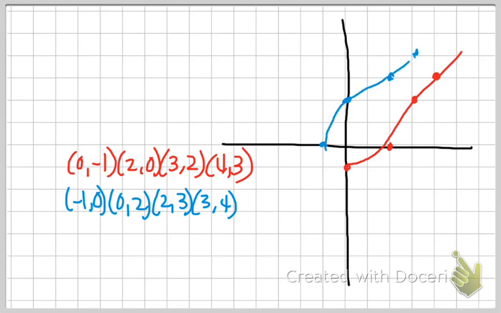So this one kind of does that thing. There, that looks much better. It's not exactly a line. Say, what do you notice about these two functions?